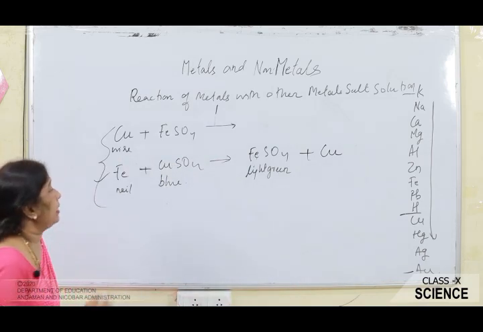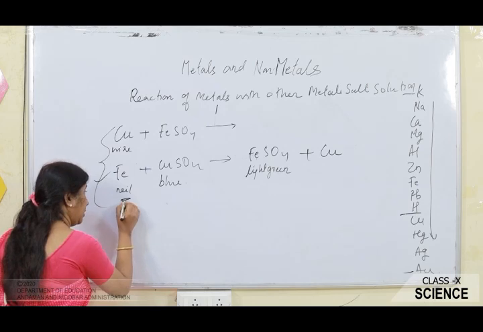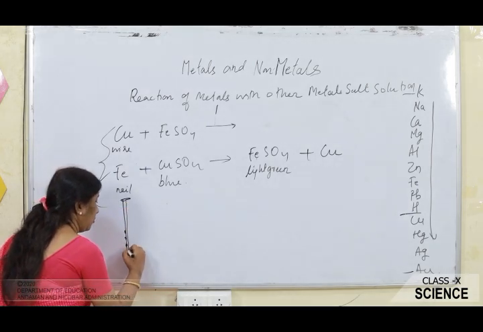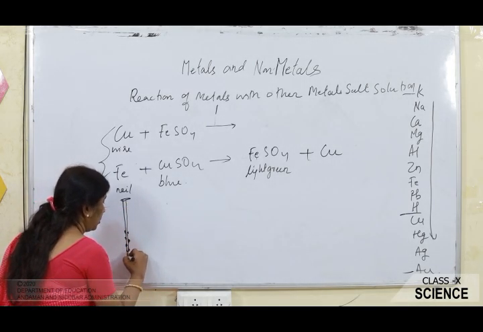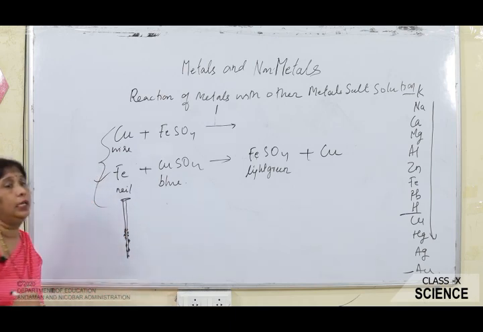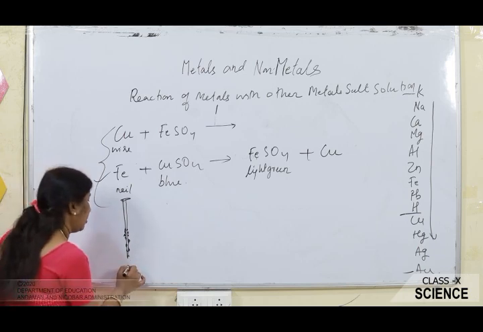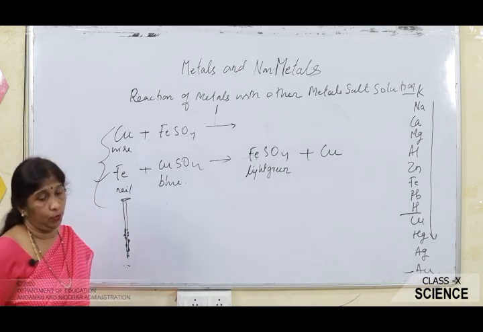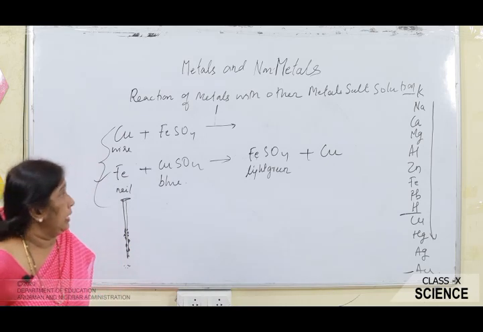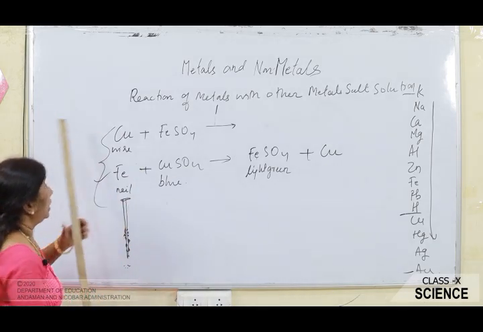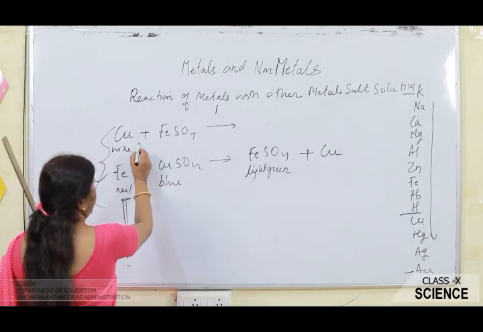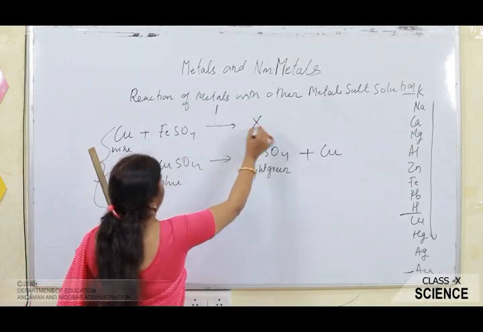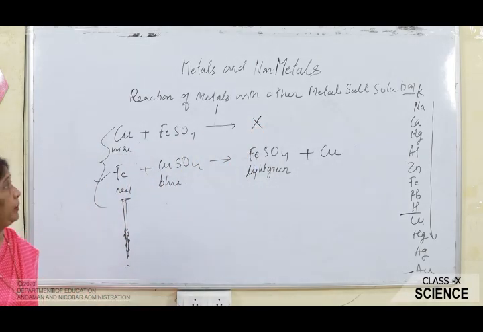This copper is very easily observed in the form of reddish brown deposits on the surface of the nail, as well as at the bottom of the test tube. That is, copper is separated. But in this other reaction there will be no change.